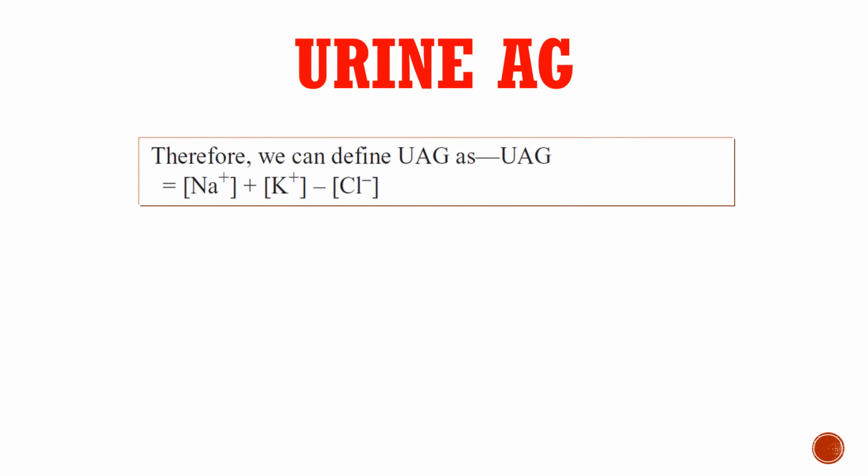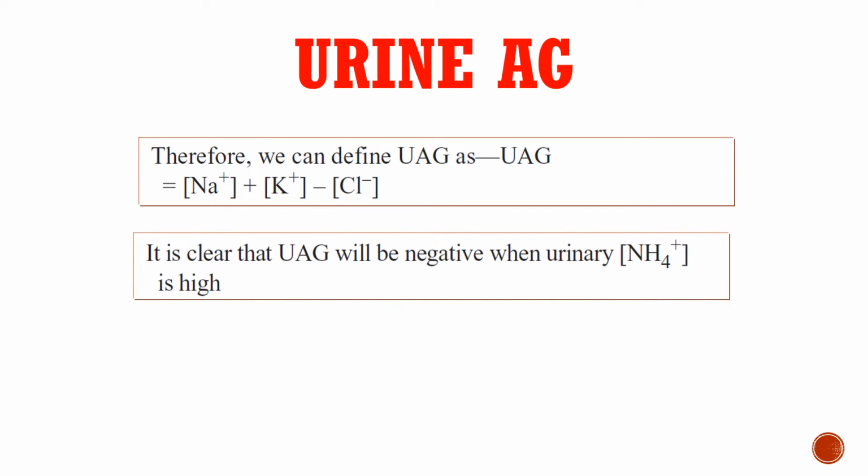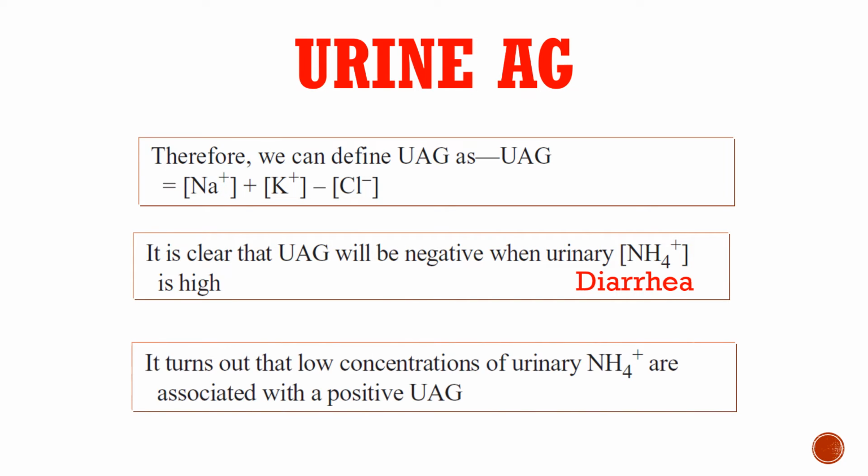Okay. How to differentiate between renal tubular acidosis and diarrhea? By measurement of what's called urine anion gap. The urine anion gap equals sodium plus potassium minus chloride. If it is negative, like -1, -2, -3, this is diarrhea. If it is positive, +1, +2 or more, it is renal tubular acidosis.